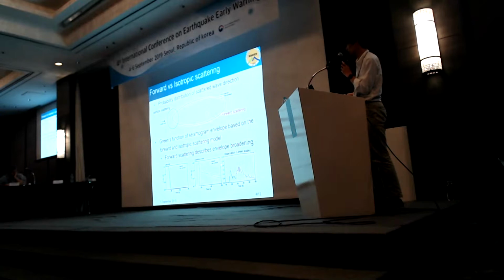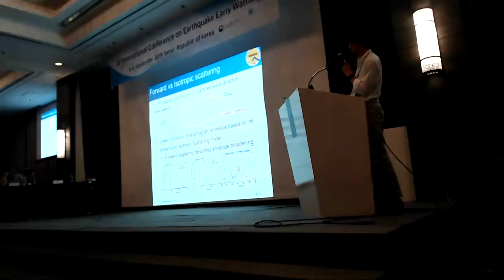logarithmic scales. When we focus on the direct wave part, the Green's function based on the isotropic scattering model shown in black looks like a delta function, but the Green's function of the forward scattering model shown in red is somewhat broadened, or far from the delta function like shape.